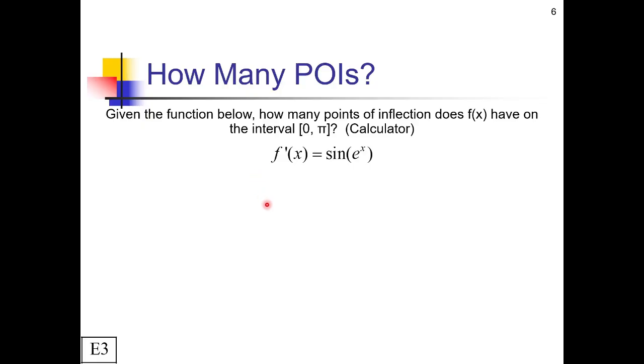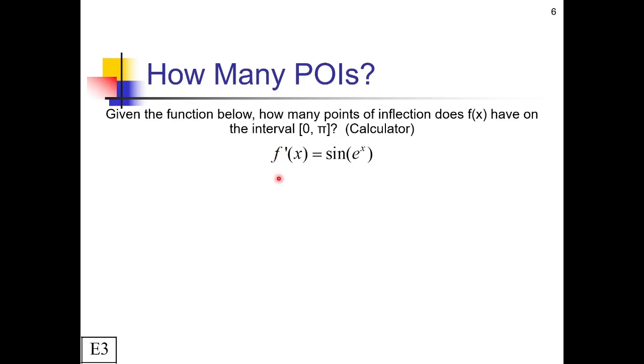For this next example, we're going to use the calculator. So given this function below, and notice this is f prime of x equals sine of e to the x, we want to know how many points of inflection f of x has on the interval from 0 to pi. Now, there's a couple ways we could think about this. We could figure out f double prime and use the graph to see where that changes sign, changes from positive to negative or vice versa.